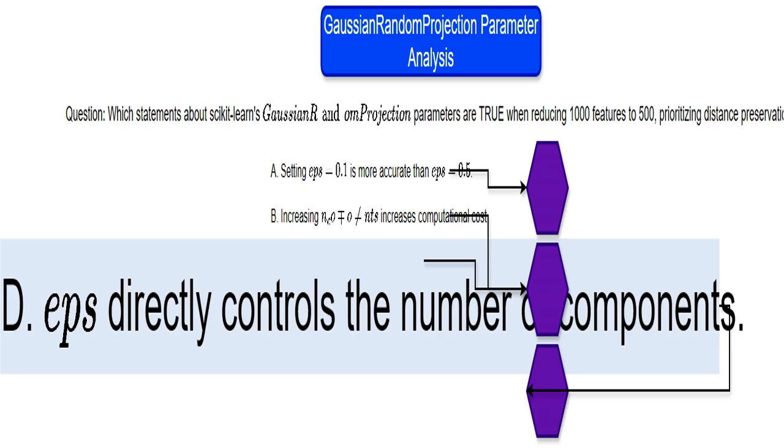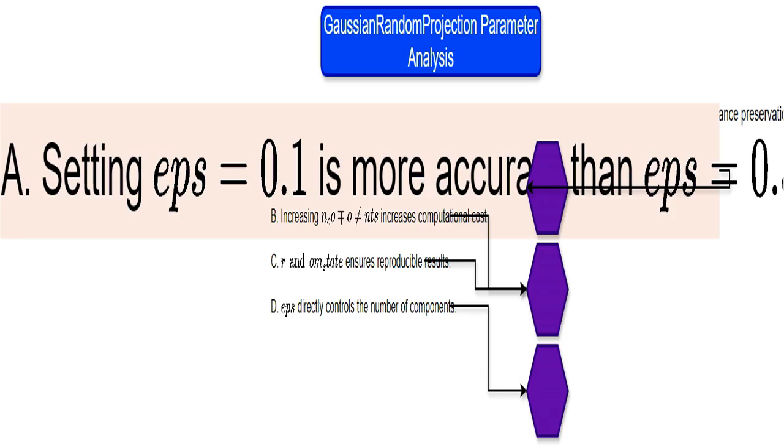The "eps" parameter doesn't directly set the number of final features. While a smaller "eps", meaning we want to preserve distances more accurately, will often lead to a higher number of components, it's the "n_components" parameter that actually dictates that. Think of it like this: "eps" sets a goal for accuracy, and "n_components" determines how many features we'll use to meet that goal, or as close as possible. This is true.